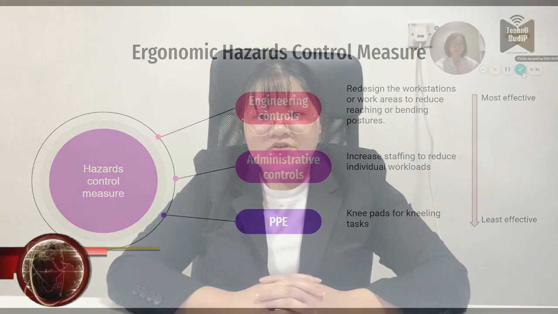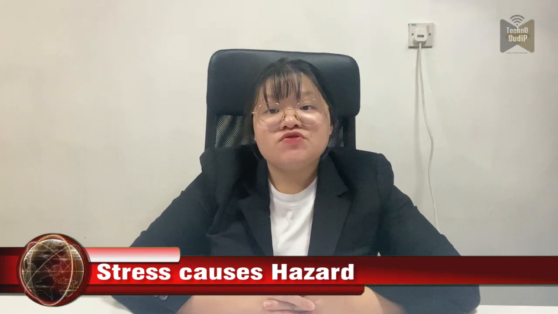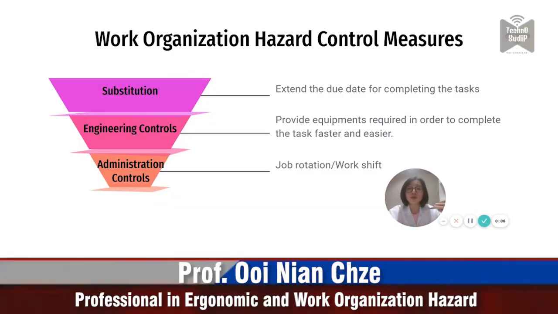Thank you. Stress and workload demands can be a motivation, but it can also ruin a person's mental health. So, Prof. Ui, what are the work organization control measures we can do? Now we have 3 methods to control the work organization's hazard. The first one is substitution. We can extend the due dates for the worker to complete the task.